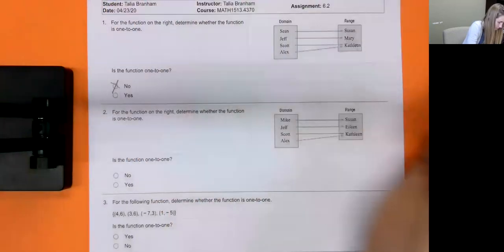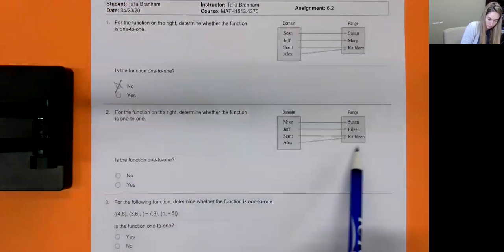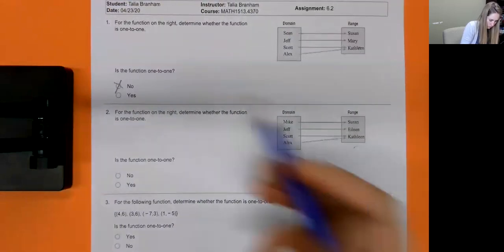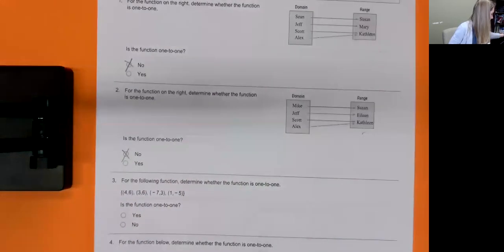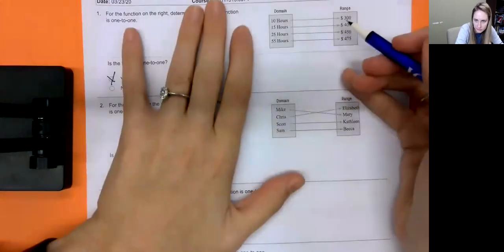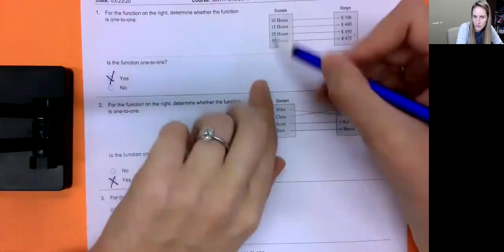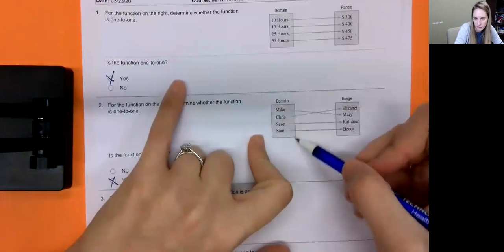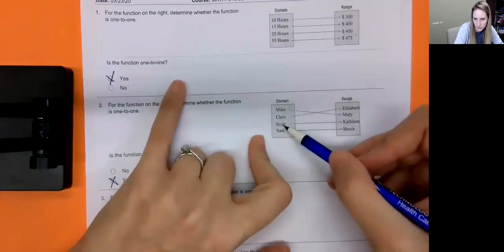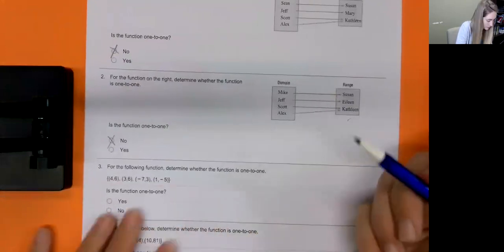So this would be no. Here, the exact same problem. So it's still no. I have an example of one that's one-to-one. And I'll put this with it. So here, since we had our domain, and for every domain there was one range value, for every range value there was one domain value, so this would be considered one-to-one. Here, for every domain value there's one range value, for every range value there's one domain value, so this would also be one-to-one, where both of them on this paper were not one-to-one.